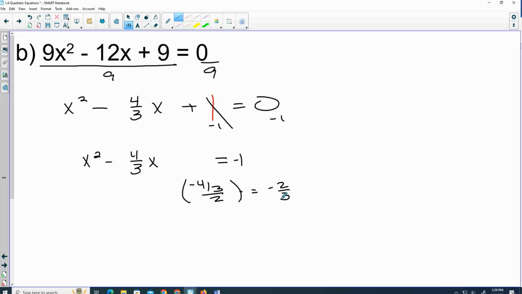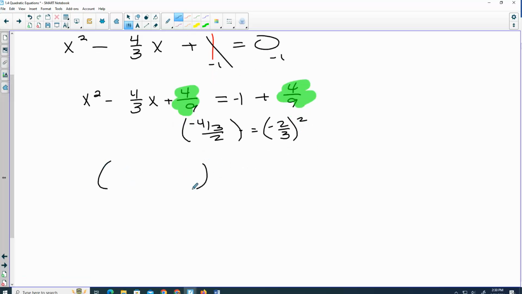Okay? But what do I do with this number? Square it. So when you square, it's just like squaring the top and squaring the bottom. So negative 2 squared would be positive 4, 3 squared would be positive 9. So I add 4 9ths to each side.